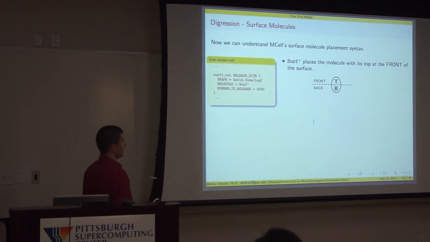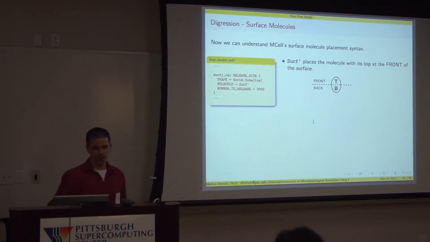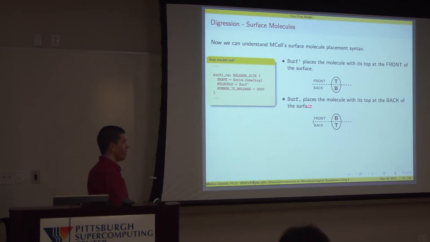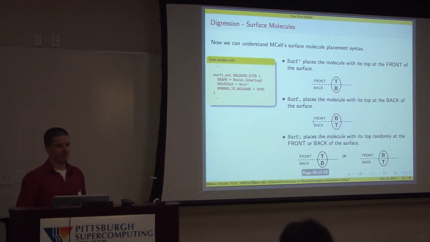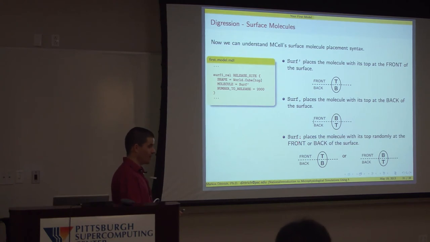But let's go back to this bit of MDL. I had this tick mark here. The tick mark places the top domain on the front of your surface. If you wanted to have it the other way around, you'd use a comma. And if you don't care, if it doesn't matter, so your surface molecule has no preferred direction, you give it a semicolon. If you place molecules using that, M-cell will randomly place them this way and that way, so you should have approximately a 50-50 ratio of those. So these are the possibilities that you have.